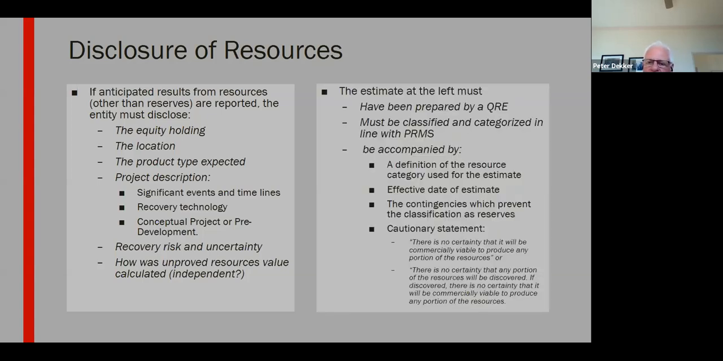The estimates must have been prepared by a QRE, must be classified and categorized in line with PRMS again, and must be accompanied by the definition of the resource category used for the estimate. The effective date must be again there, the contingency which prevents the classification as reserve, and cautionary statements, the normal cautionary statements we discussed earlier.